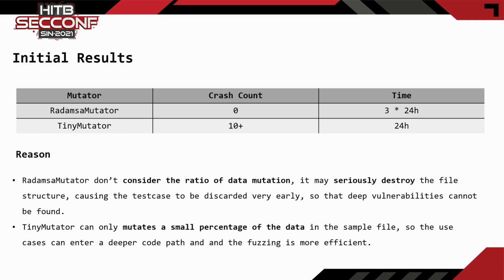I guess the reason may be as follows. Random mutator doesn't consider the ratio of data mutation, which directly mutates the content of the entire file. This may seriously destroy the file structure and cause the test case to be discarded very early, so that deep vulnerabilities cannot be found. Due to the mutation ratio, tiny mutator will only mutate a small part of the test case, so that most of the structure is valid. Then we can find the deep logic of the software and find more vulnerabilities.